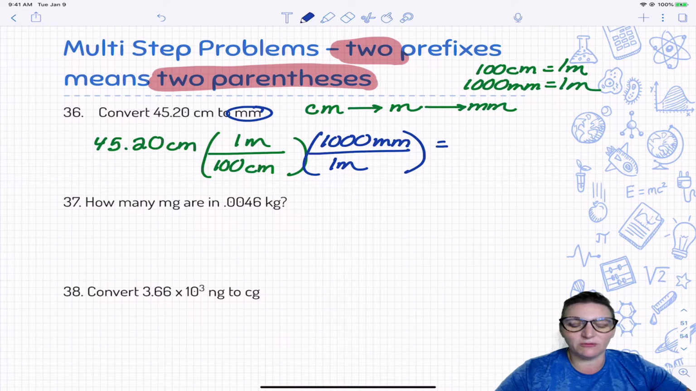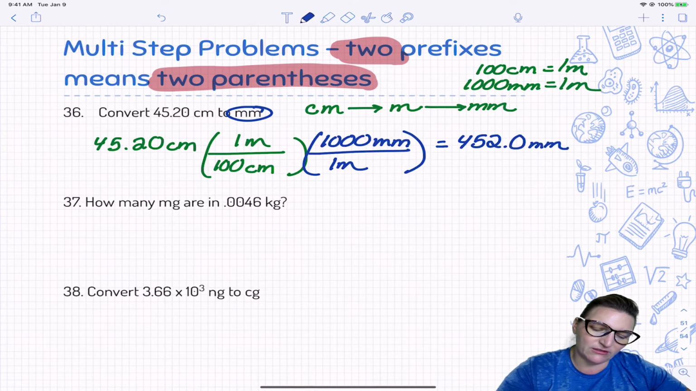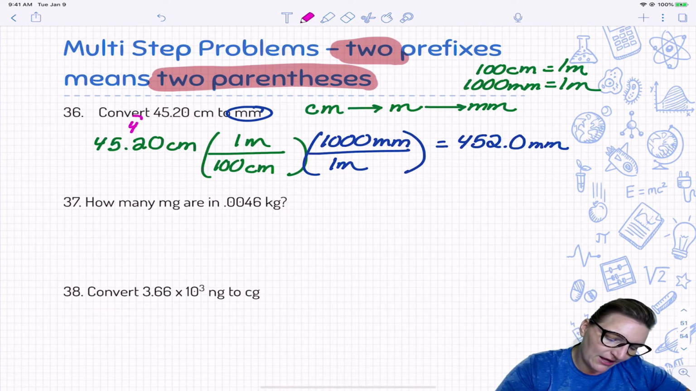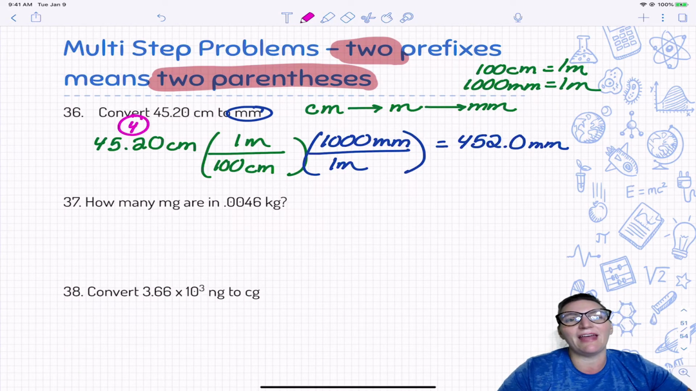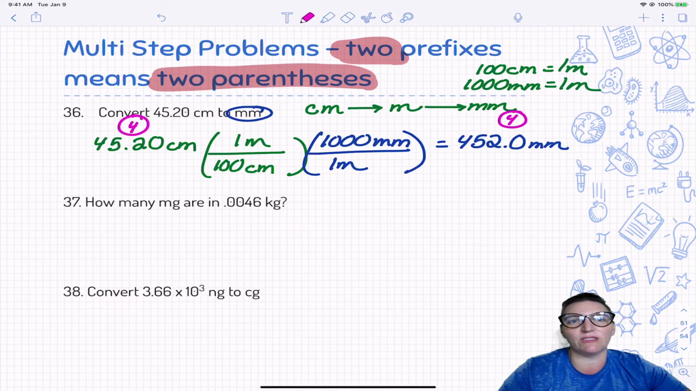So plugging this into my calculator, 45.20 divided by 100 times 1,000. And I get 452.0 millimeters. And it is important that I keep that 0.0. This number has 4 significant figures. That 0 was measured, it's significant, it's at the end, but there's a decimal point in the problem, so that must mean my answer must also have 4 significant figures.